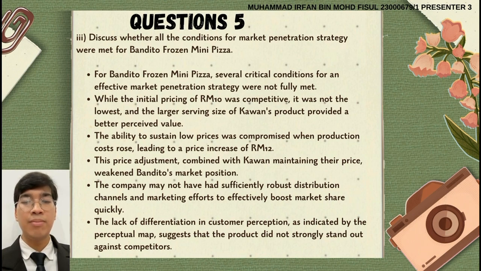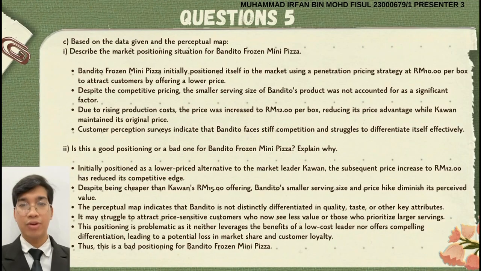Furthermore, the company may not have had sufficiently robust distribution channels and marketing efforts to effectively boost market share quickly. Lastly, the lack of differentiation in the customer perception, as indicated by the perceptual map, suggests that the product did not strongly stand out against competitors, limiting its appeal despite the competitive pricing strategy. Question 5C1. Based on the data given and the perceptual map, describe the market positioning situation for Bandito frozen mini pizza.